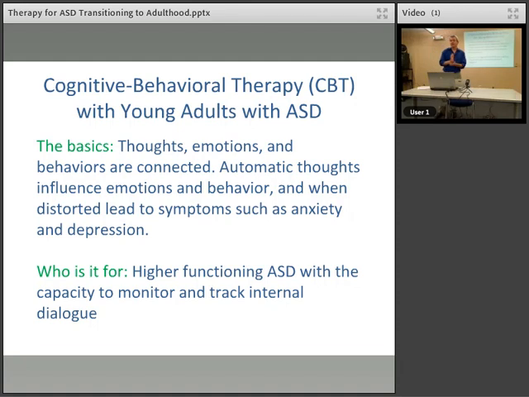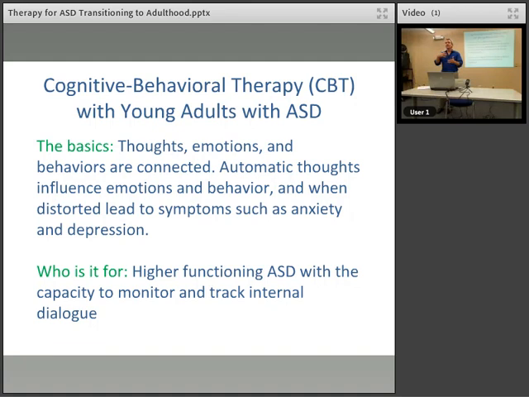Okay, now I'm going to talk about cognitive behavioral therapy with young adults with autism spectrum disorders. The basics of cognitive behavioral therapy are that thoughts, emotions, and behaviors are all connected. The idea is that what we describe as automatic thoughts influence emotions and behavior, and when the automatic thoughts are distorted, they can lead to symptoms like anxiety or depression or other symptoms.